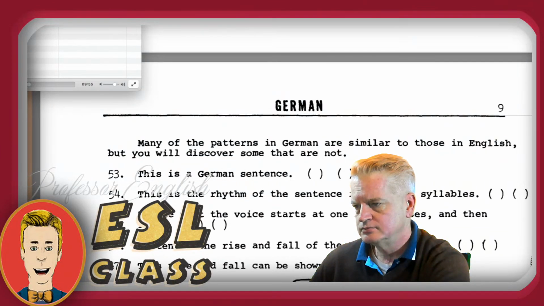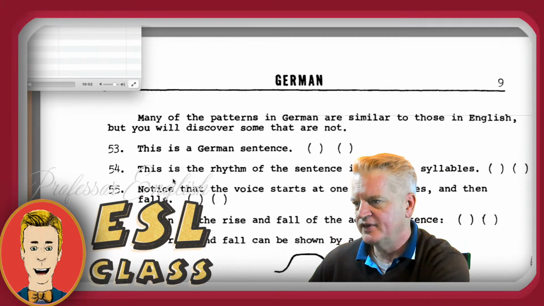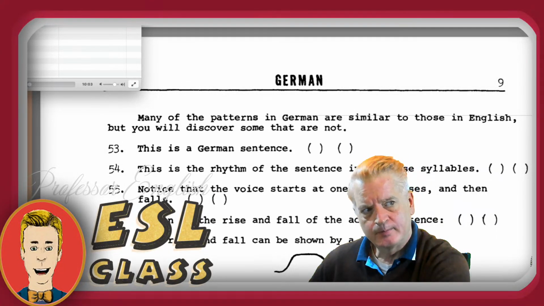53. Das ist das Hotel. Das ist das Hotel. 54. This is the rhythm of the sentence in nonsense syllables. Da da da da da.